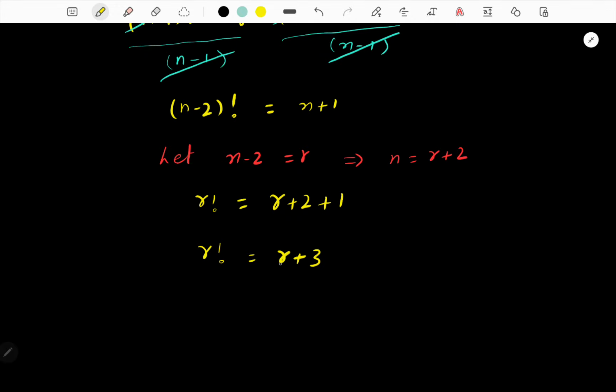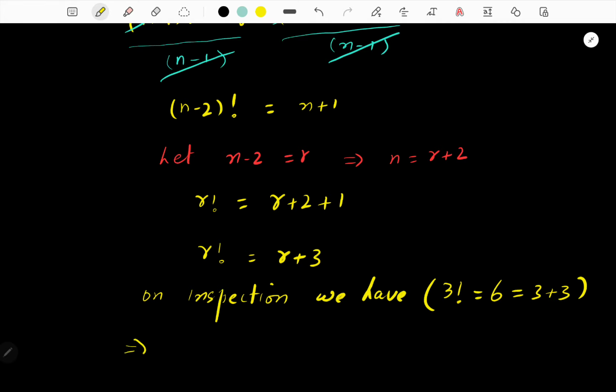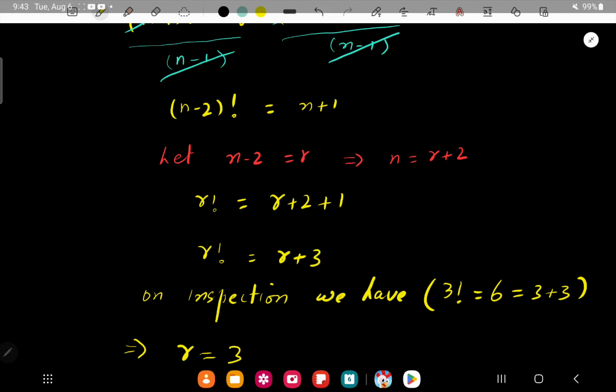So we check by inspection. If we substitute 0, then 0 factorial is 1 and the right side will become 3, it is not equal. If we substitute r is equal to 1, then this again does not satisfy. If r is equal to 2, then 2 is equal to 5 is not satisfied. If we substitute 3, we will get 6 is equal to 6. It means on inspection we have 3 factorial is equal to 6, which is equal to 3 plus 3.